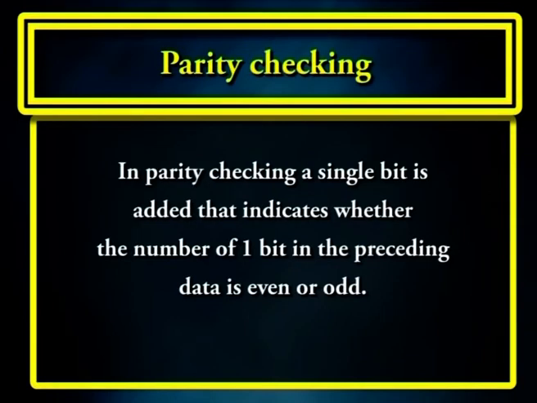There are 3 basic types of error detection techniques: parity checking, cyclic redundancy check (CRC), and checksum. In parity checking, a single bit is added that indicates whether the number of one bit in the preceding data is even or odd.